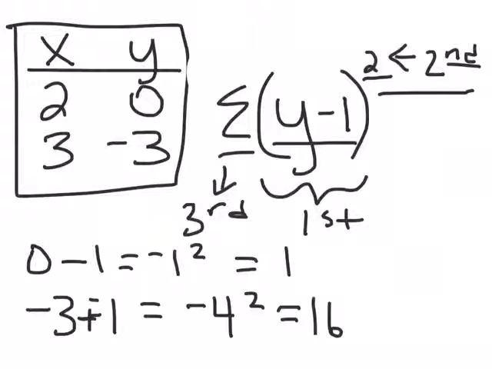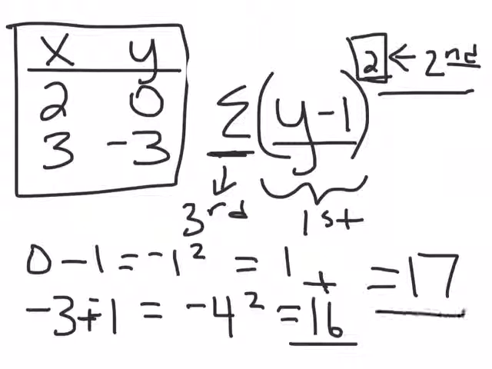So now we have dealt with this second operation, the exponent. Now we need to move on to our addition. So we end up with 1 plus 16, because that's addition. I'm just going to add those two. So our final answer is 17. It's as simple as that. Again, order of operations is very important. This is going to continue over the entire semester.